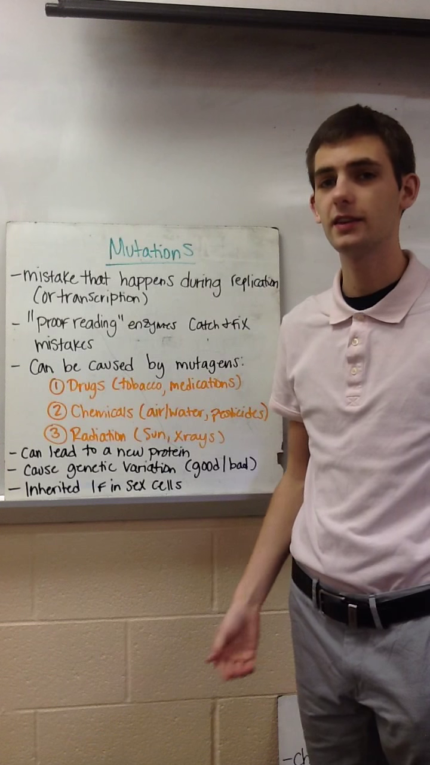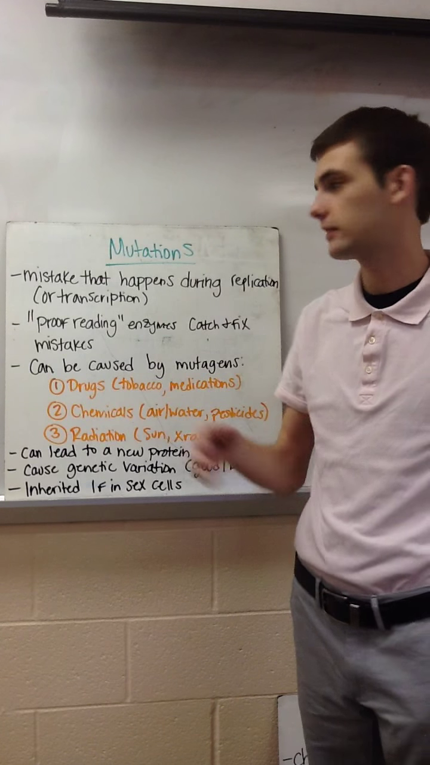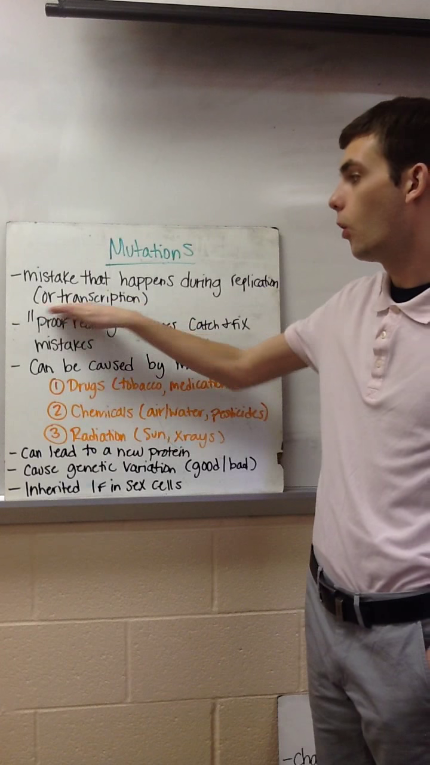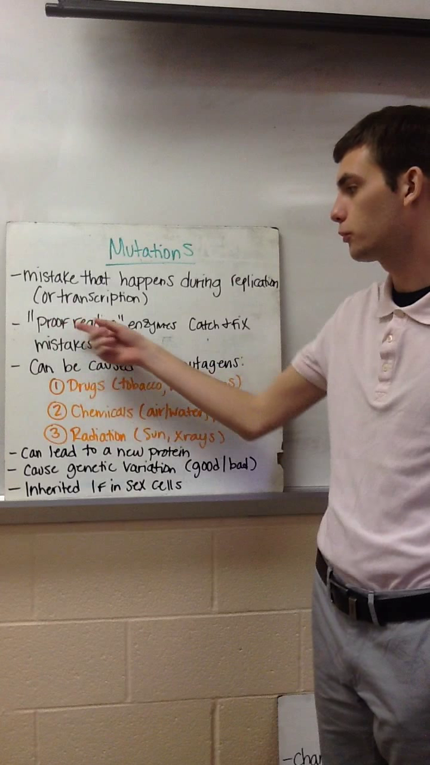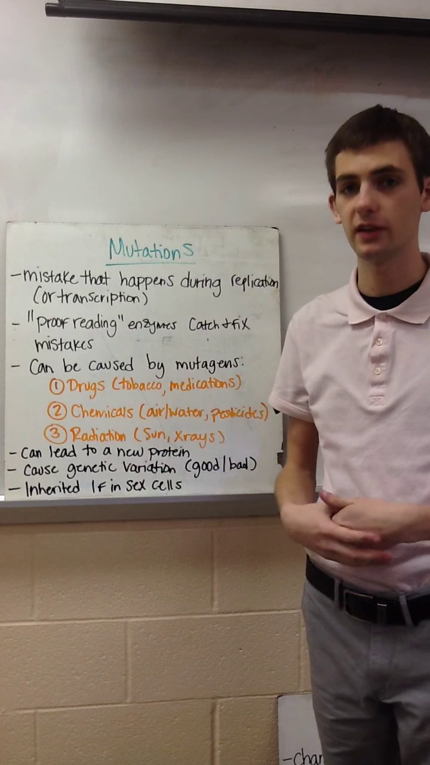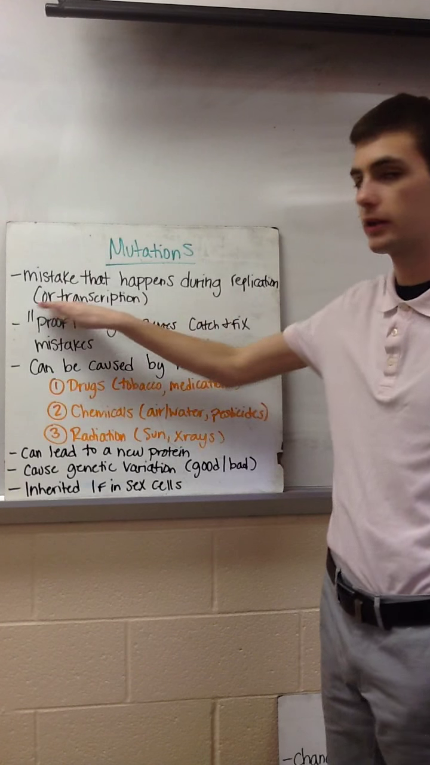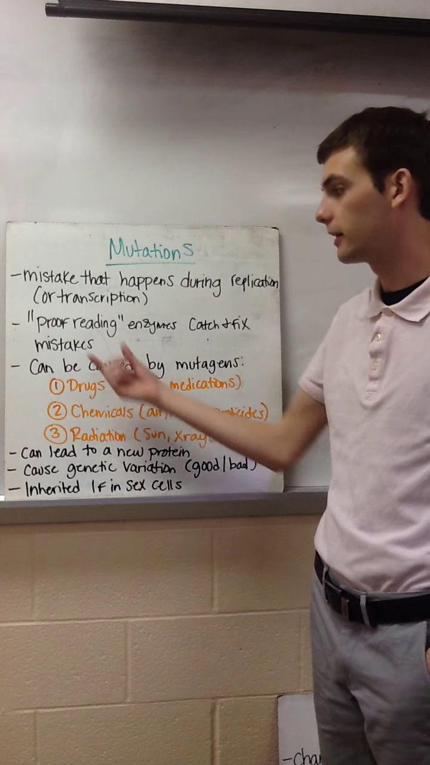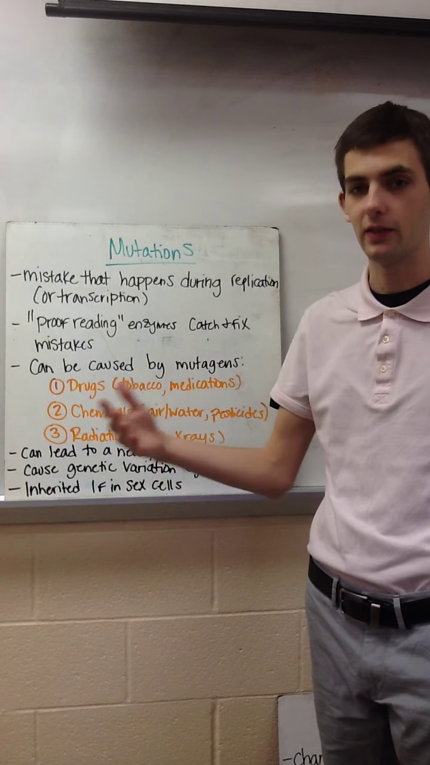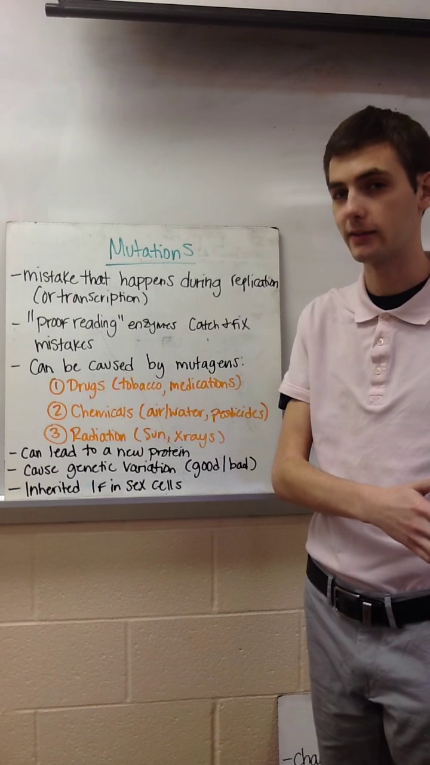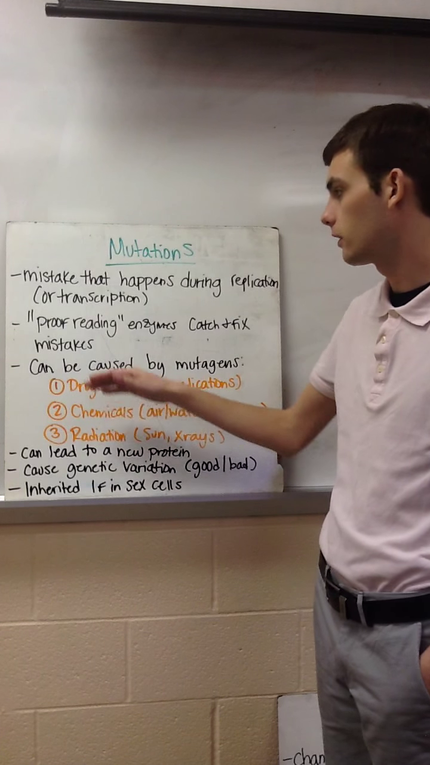Mutations are mistakes in the DNA that are caused as a result of messing up during replication or transcription. Most of the time in our DNA we have these proofreading enzymes that will catch and fix the mistakes that occur during replication or transcription. But sometimes these proofreading enzymes don't catch a mistake, and that mutation can sometimes be passed on.